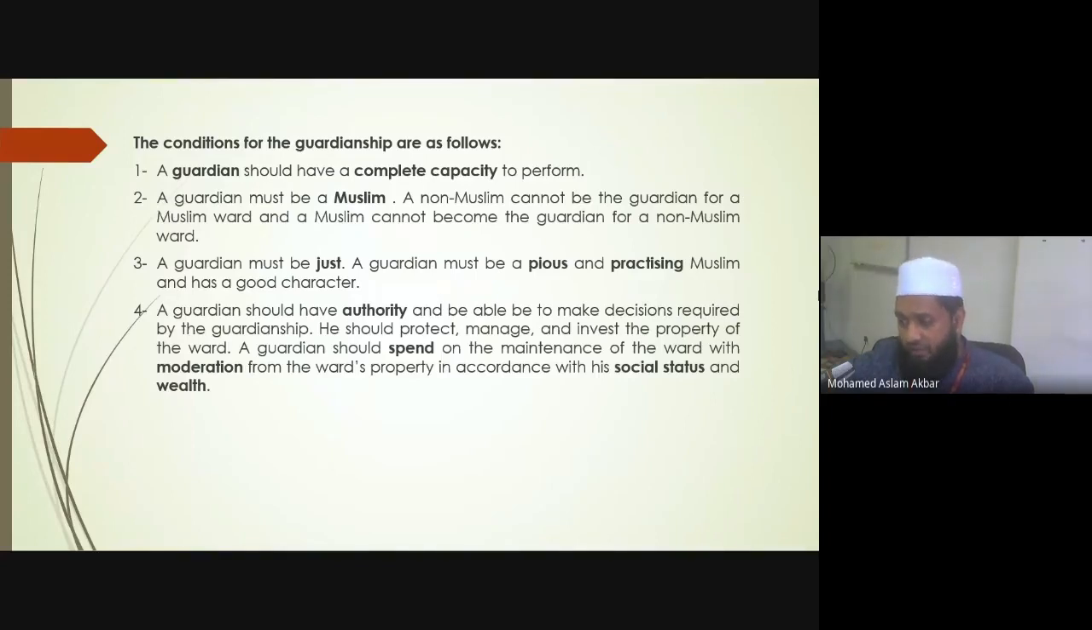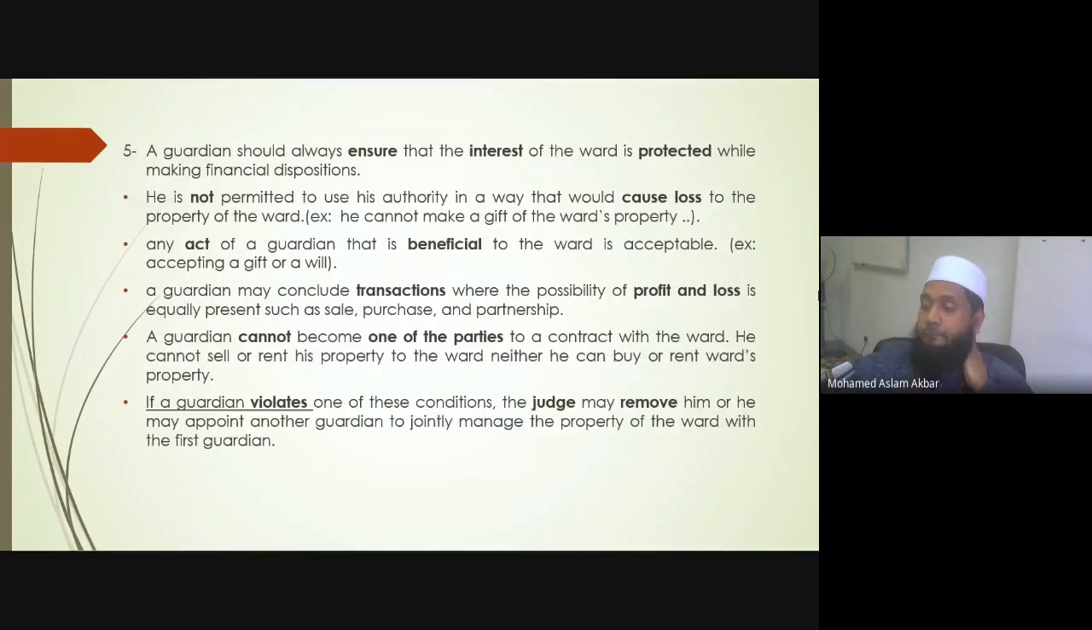A guardian must be just, must be pious, a practicing Muslim. A guardian should have the authority and be able to make decisions required by the guardianship. He should be someone who can decide by himself. He should protect, manage, and invest the property of the ward. A guardian should spend the maintenance of the ward with moderation from the ward's property in accordance with his social status and wealth.